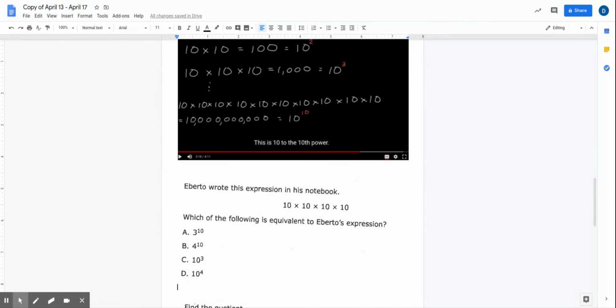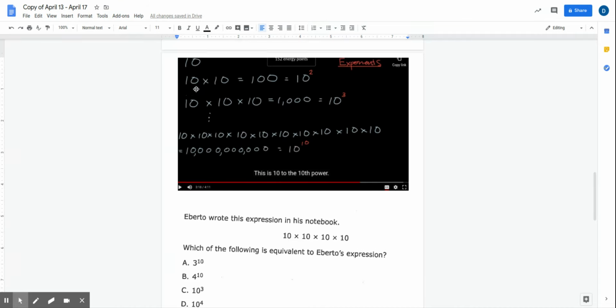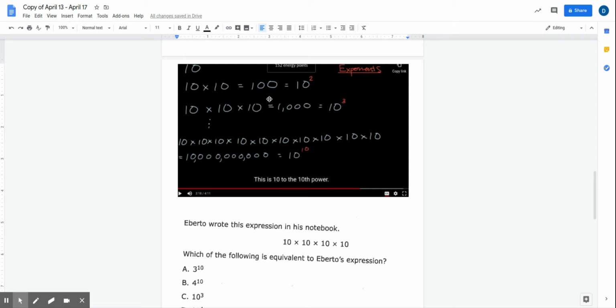Here's the next one. Iberto wrote this expression in his notebook. Which of the following is equivalent to Iberto's expression? Equivalent just means equal to. This week from Khan Academy, you reviewed this. 10 times 10 is 100, which is the same as 10 to the second power. 10 times 10 times 10 is 1,000, which is the same as 10 to the third power because there's 3 tens. Here you have 10 tens, which is the same as 10 to the 10th power.